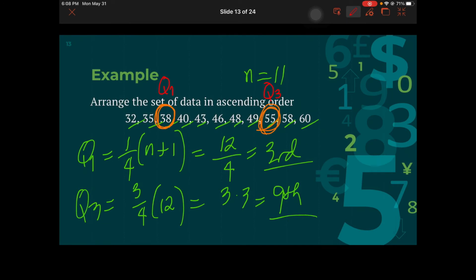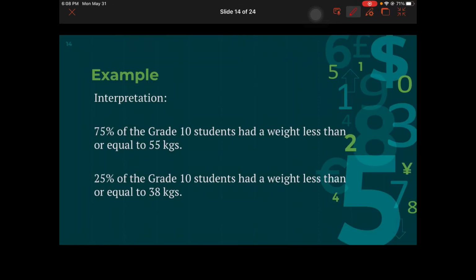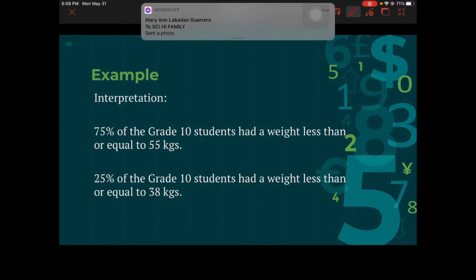So, paano ba natin to i-interpret? Ano ibig sabihin nito? Okay? So, for the interpretation, 75% of grade 10 students had a weight less than or equal to 55 kilograms. So, ibig sabihin, 75% or 3/4 of the grade 10 students at the start of the year had a weight less than or equal to 55 kilos. Okay? And then, 25% of the grade 10 students had a weight less than or equal to 38 kilograms. Ibig sabihin, maliit na porsyento or yung lower quartile, 25%, ang may weight that is less than or equal to 38 kilograms. Okay?